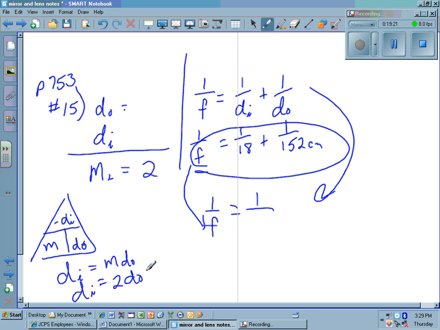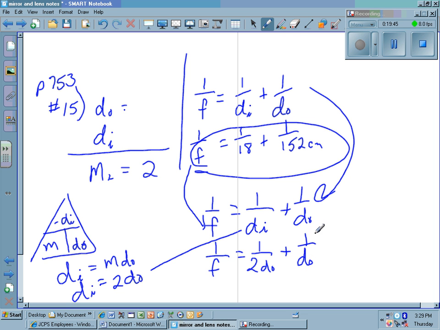So take this answer up here for F and plug it in again, because the focal length of the mirror never changes. Then, instead of DI plus DO, switch that formula around so that 1 over F, once again plugging in your F, equals, substituting in for DI, 1 over 2 DO plus 1 over DO. And don't forget that's going to be a negative number down here, so it's going to be a negative M DO, okay?